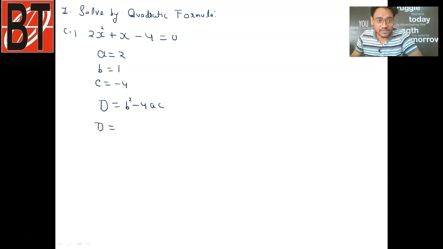b square is nothing but 1 square minus 4, the value of a is 2 and the value of c is minus 4. Now students, let's just simplify this. 1 square is 1. Now minus minus will become plus, and 4 2s are 8, 8 4s are 32. So here the value of capital D is 1 plus 32, or 33.